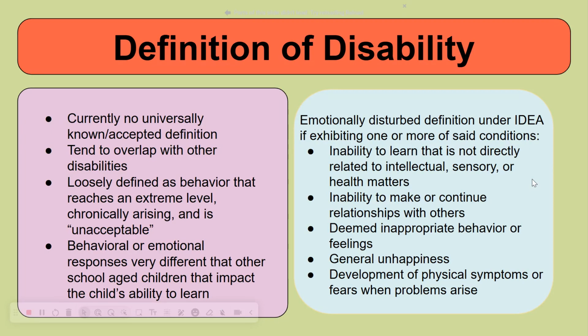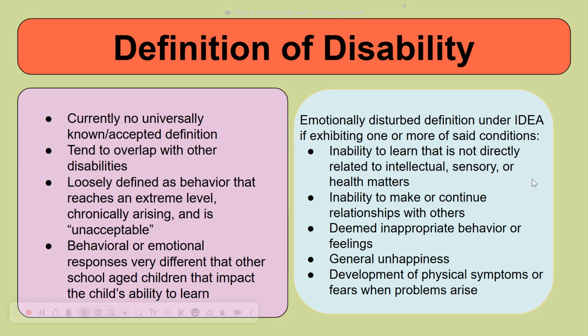Like I mentioned in the last slide, when we're talking about the history of the disability, emotional behavior disorders really tend to overlap with a lot of other disabilities. If you say emotional behavior disorder, it's kind of an umbrella term for a lot of different things that could be happening underneath. Some of the things being schizophrenia or anxiety or depression, ADHD even, falling under this umbrella.